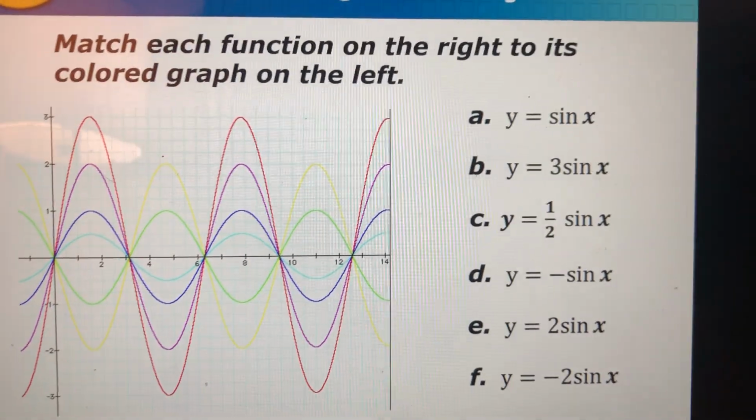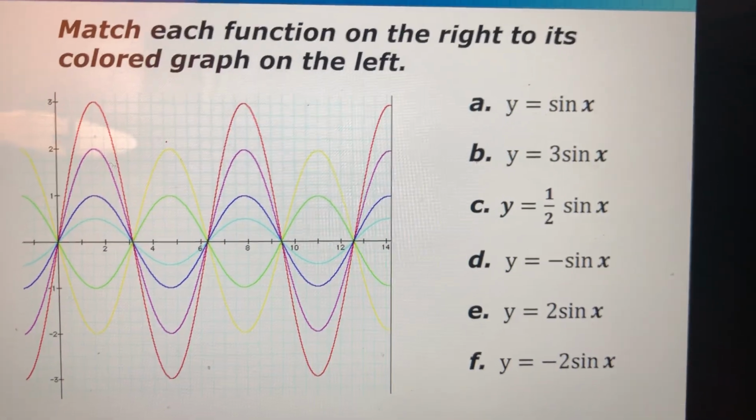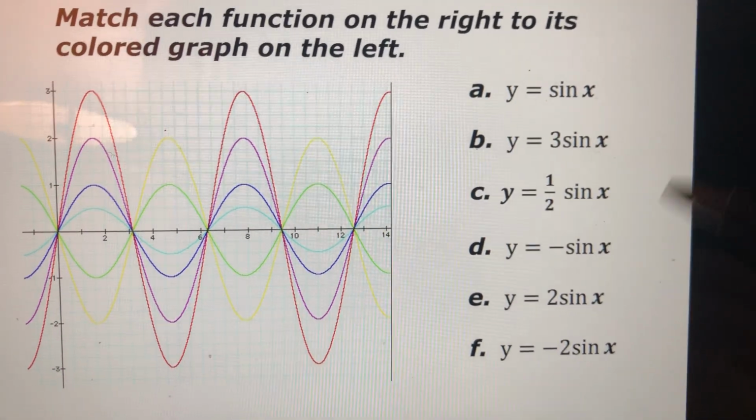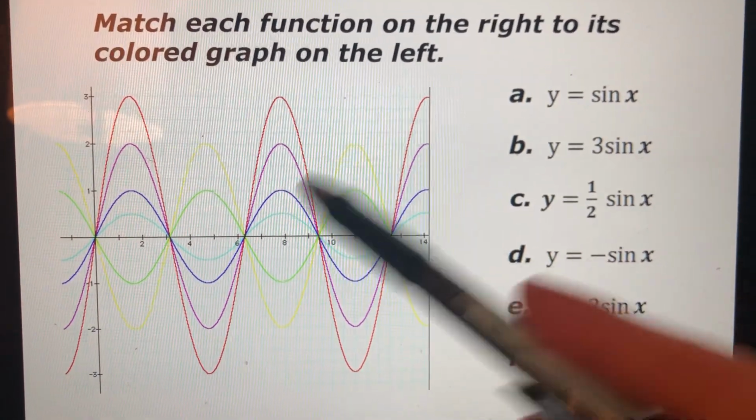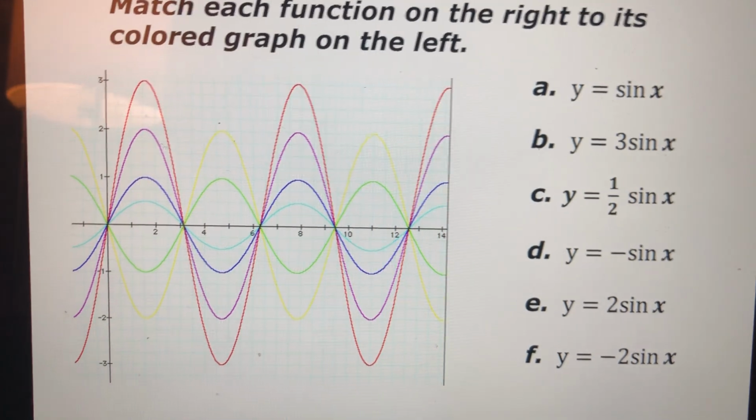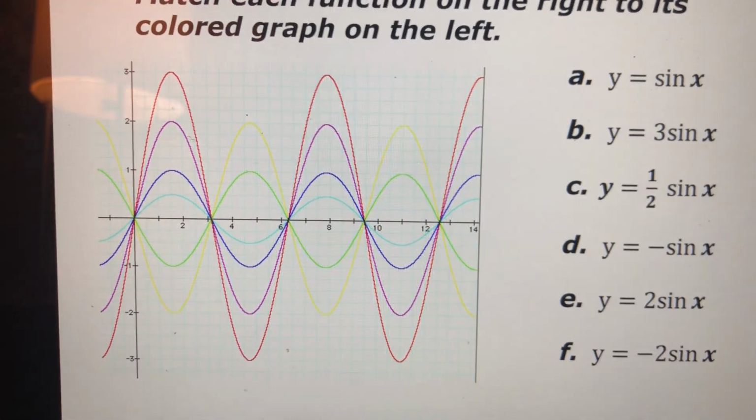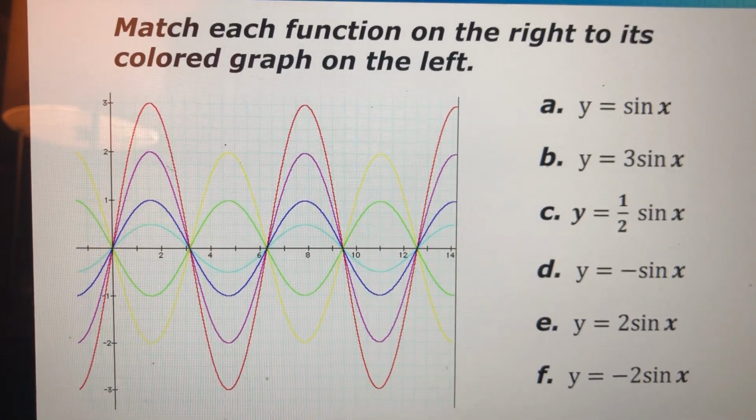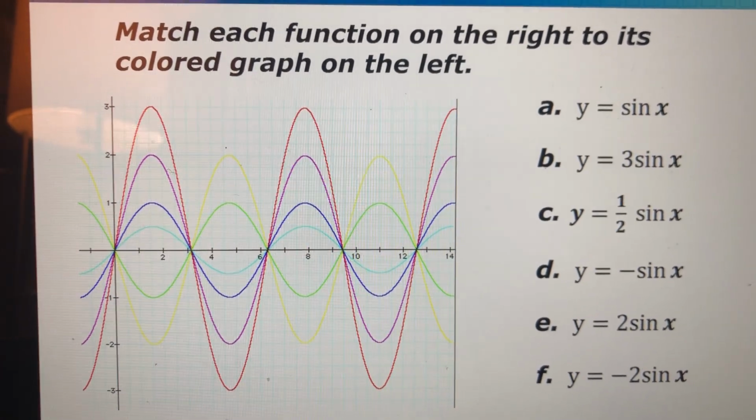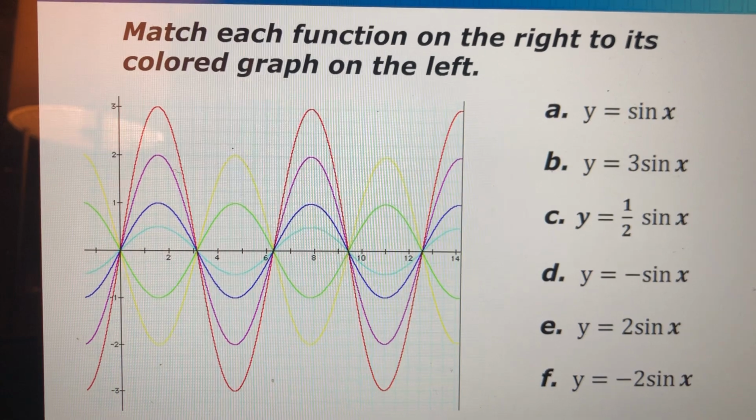I think I'm going to post this for you to do. This is a matching. Match each function with its color on the left. I'm only going to have you do some amplitudes and reflections right now, and then I'm going to get more into the periods.